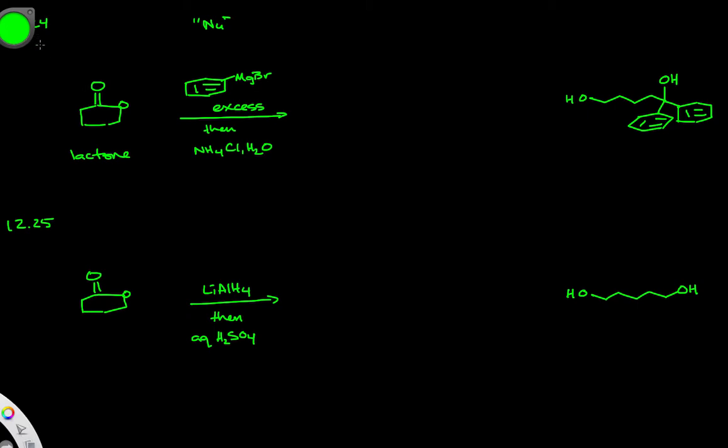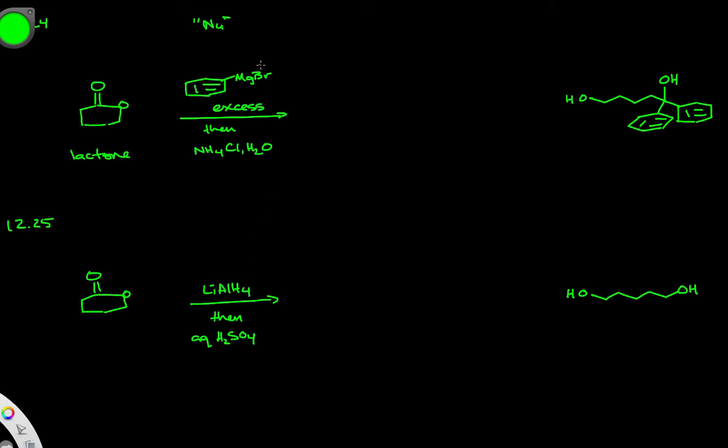In questions 24 and 25 of chapter 12, we're asked to supply the curved arrow formalism that takes the starting material into the product in both cases. The starting material in both problems is a cyclic ester called a lactone. In both cases, we're treating that lactone with a nucleophile. In question 24, this happens to be a Grignard reagent called phenyl magnesium bromide. Question 25, it's a reducing agent called lithium aluminum hydride.